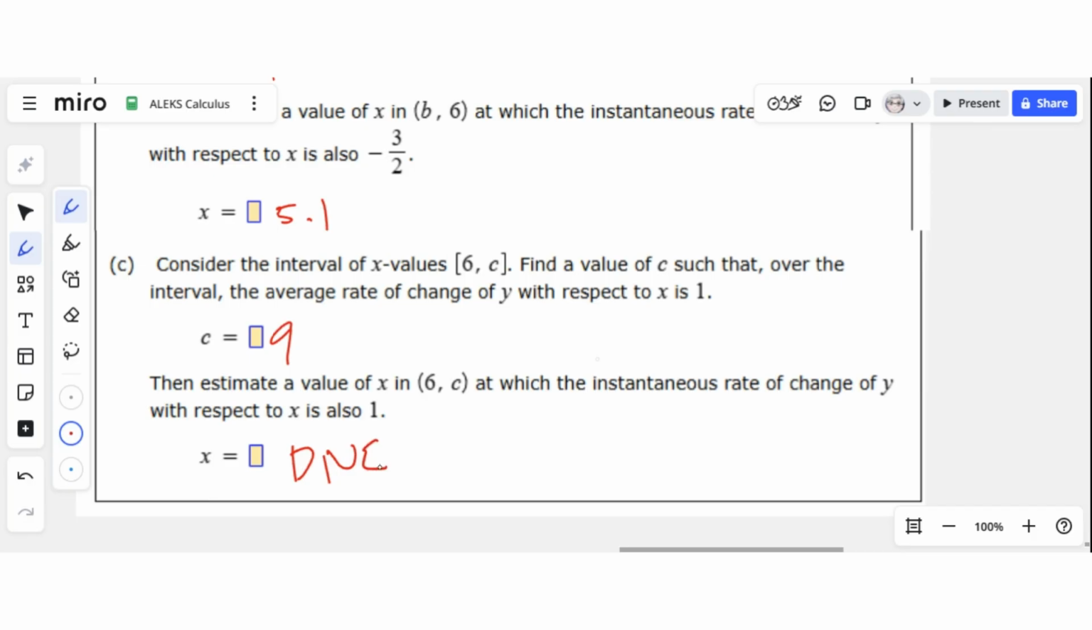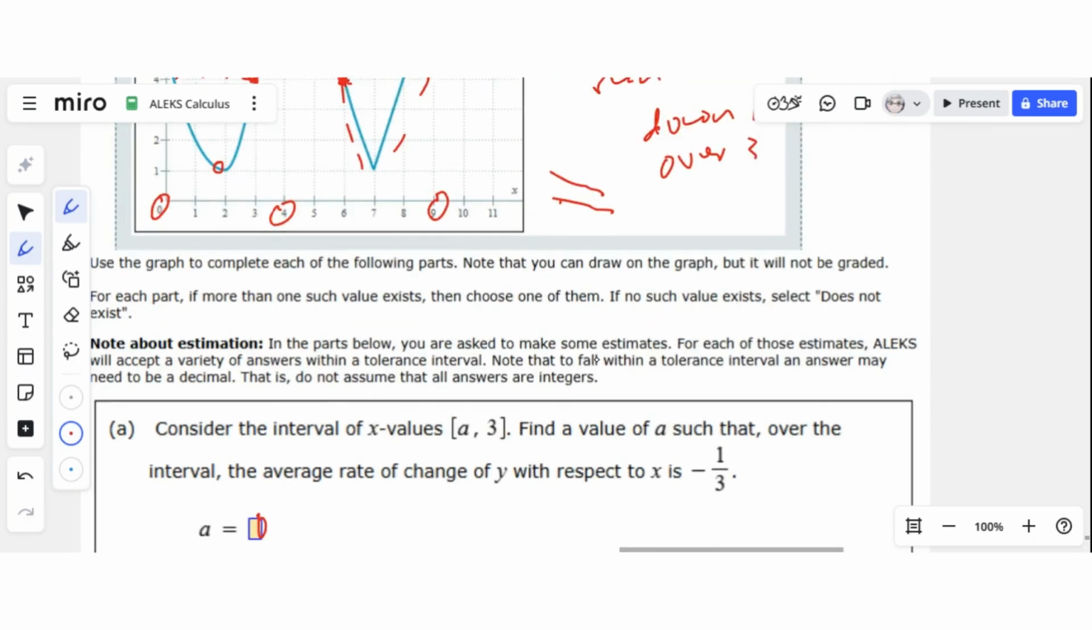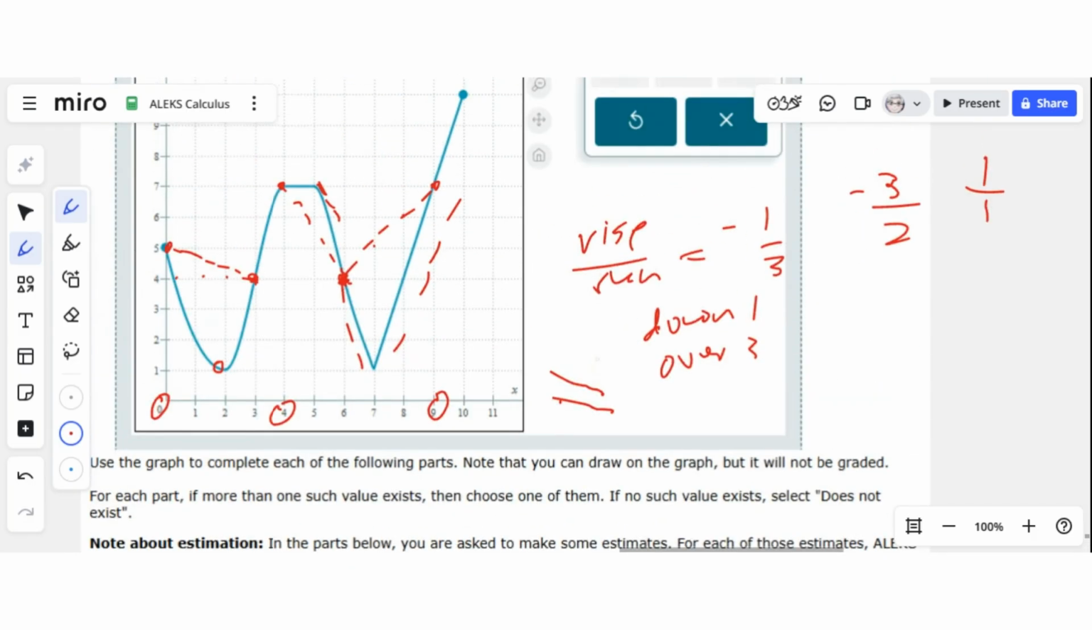So does not exist. And you can learn something from this idea. There were places where the slope was equal to the average slope in this interval and in this interval, but not in this interval. What's different about those intervals? In the first two, the functions are continuous. They are smooth. They don't have sharp corners. They don't break off. If you've got a continuous function, there's going to be a slope that equals the average rate of change at some point, but not necessarily if there's a discontinuity like that.